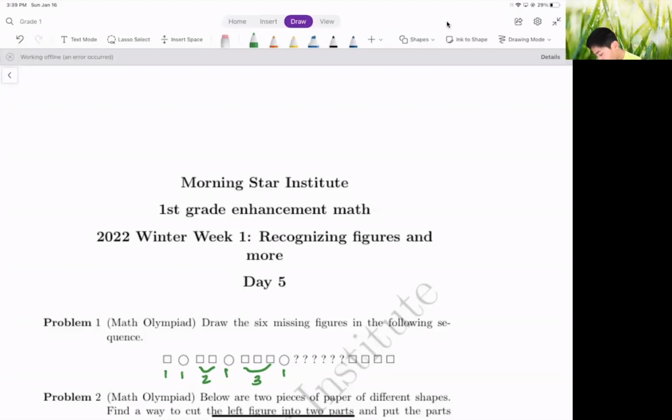So we know that the first 4 question marks should all be squares. And then the 5th question mark should be a circle. And then after that, the 6th question mark should just be a square. So it's square, square, square, square, circle, square.